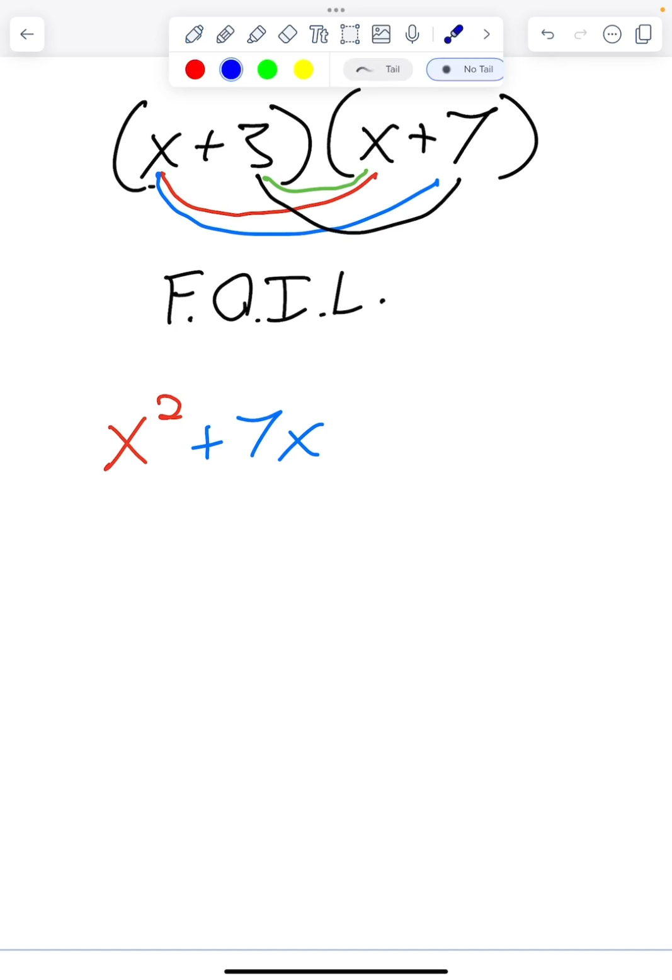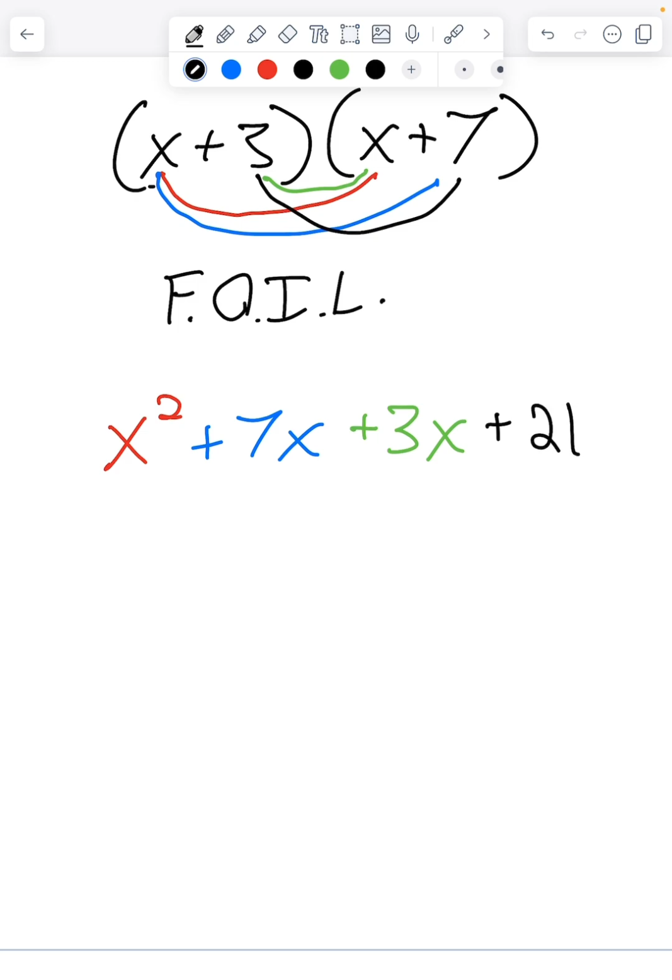Inner being my 3 times my x here, which I've got in green. So we'll do plus 3x. And then my last term would be, my last here is 3, my last here is 7. So that'll end up being plus 3 times 7, 21. All right. Now at this point, I need to combine my like terms.